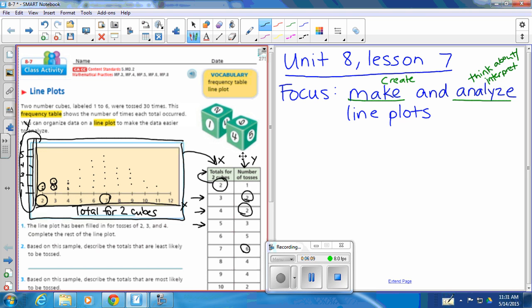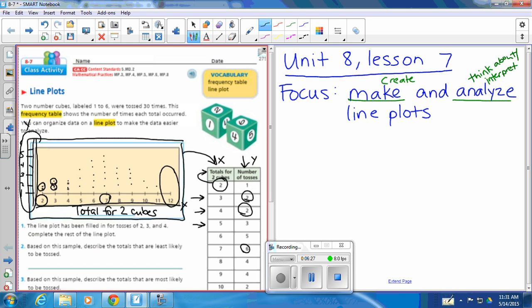Yeah, which one occurred most? 7. We can easily visually represent that by a line plot. Could we do that with the bar graph too? Yes. What happens here? I notice over here, 12 doesn't have any dots above it. What does that mean? How can we interpret or analyze that data?